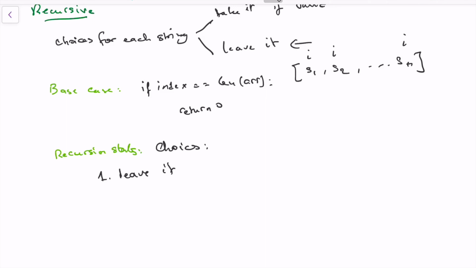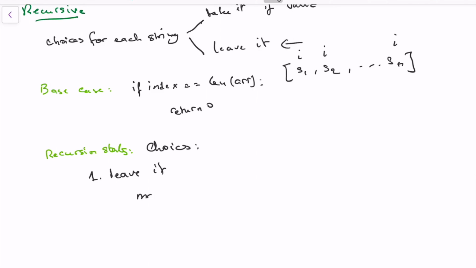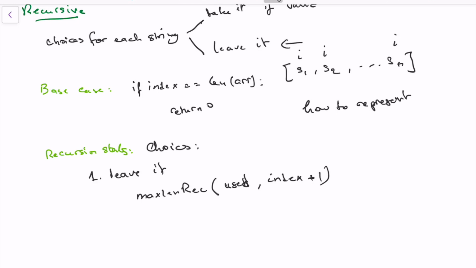At that point, we can just recurse. Let's call it max length recurse. We will call it with whatever we used so far, and then the next index. So we used whatever we used so far without including the string. Now we also need to discuss how to represent the used so far in an easy way.